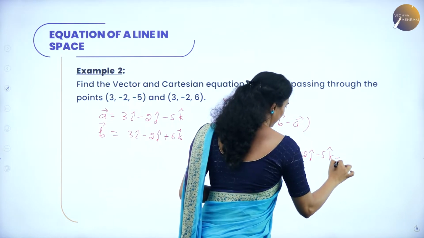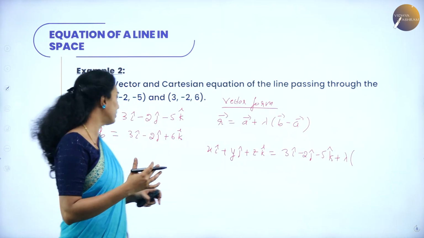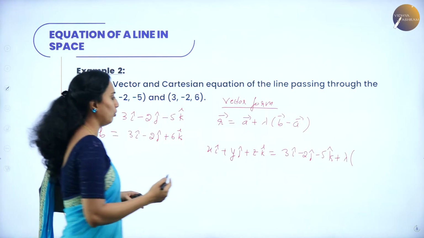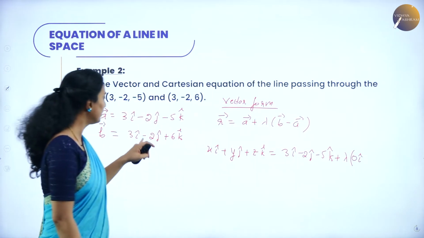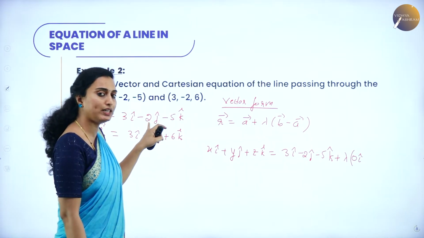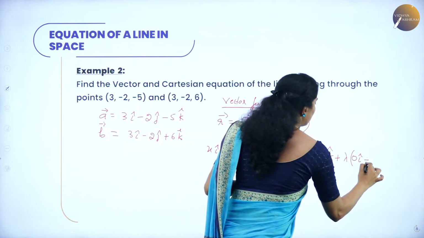Now plus lambda into, let me do b vector minus a vector, which is nothing but 3 minus 3. What is 3 minus 3? 0. So you can write it here 0 into i. Similarly, minus 2 minus of minus 2. What is minus of minus 2? Plus 2. Minus 2 plus 2 get cancelled, which will be 0j.